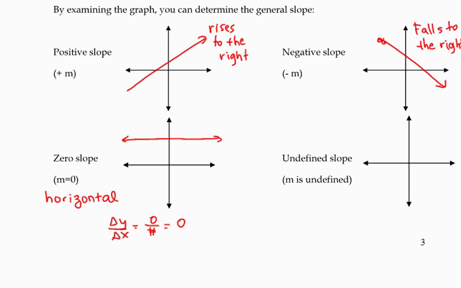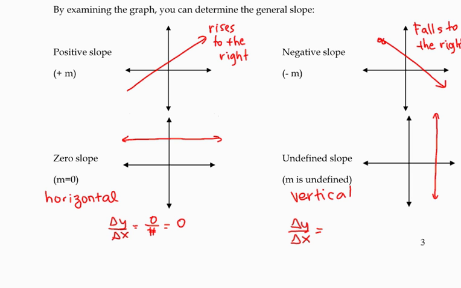Undefined slope, what would that look like? Straight up. Straight up and down. And so therefore it's called a vertical line. And why would a vertical line be undefined? Infinitely steep? Kind of. You can't, you're on the right track. Can't divide by what number?